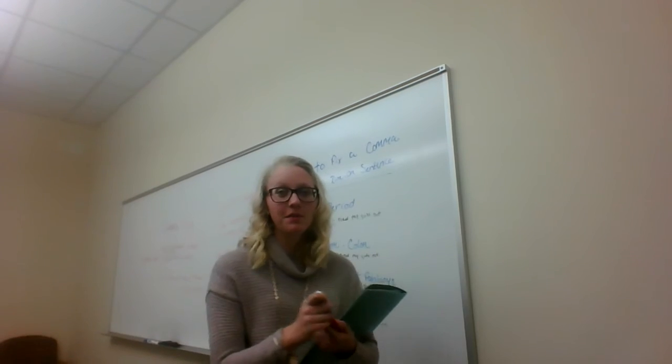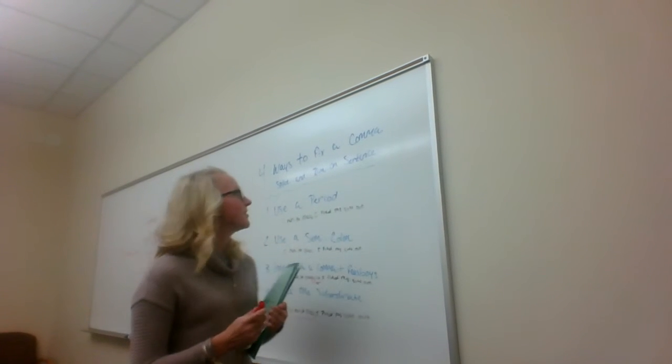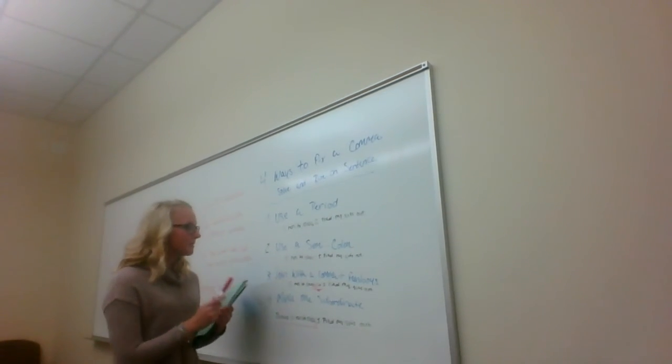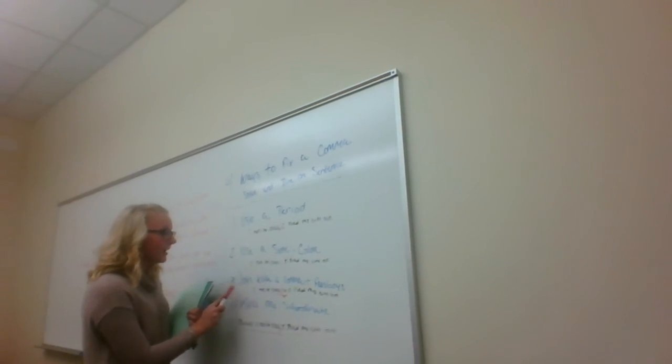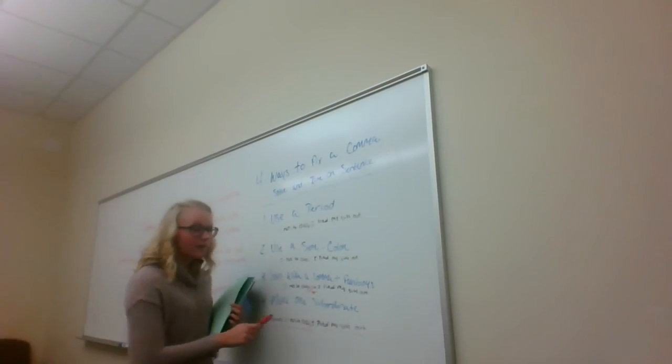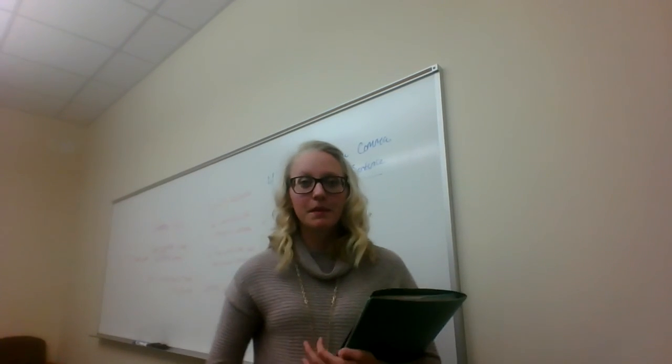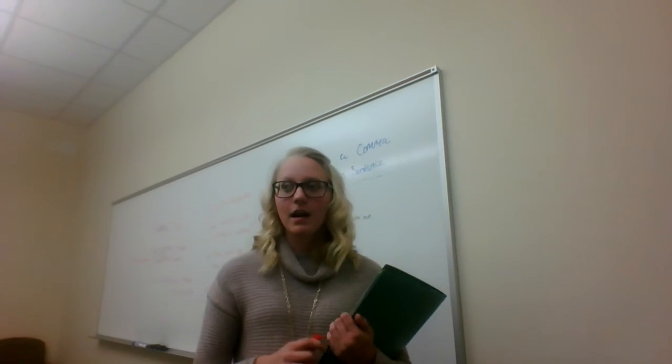All right, class, I hope you guys got a lot out of this video. I'm just going to review the four ways to fix a comma splice and run-on sentence one more time. And they are to use a period, use a semicolon, join with a comma and FANBOYS, and you can make one sentence subordinate.